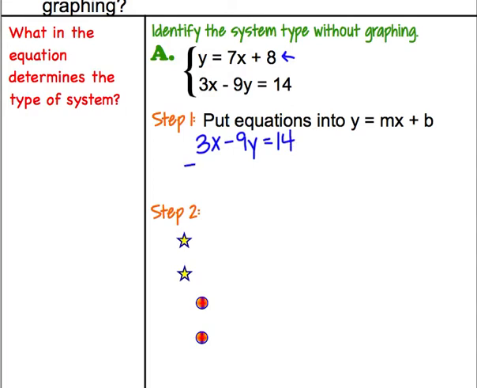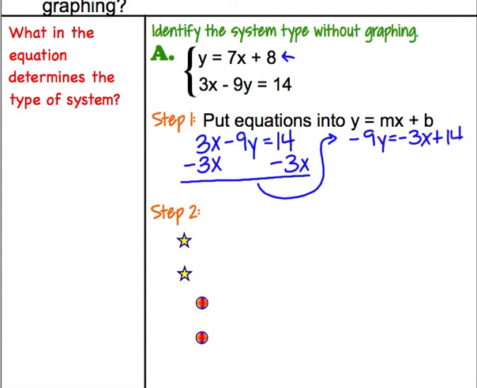We've got 3x minus 9y equals 14, and I want to put this into my slope-intercept form. So first, I'm going to subtract 3x. Once again, I can't reinforce enough that this is a positive 3x, so we need to subtract it to get rid of it, which then gives me negative 9y equals negative 3x plus 14. And then I'm going to divide everything by negative 9, which will give me y equals 1/3 x minus 14/9, once I simplify, which I'm just going to leave since I don't have to graph it.